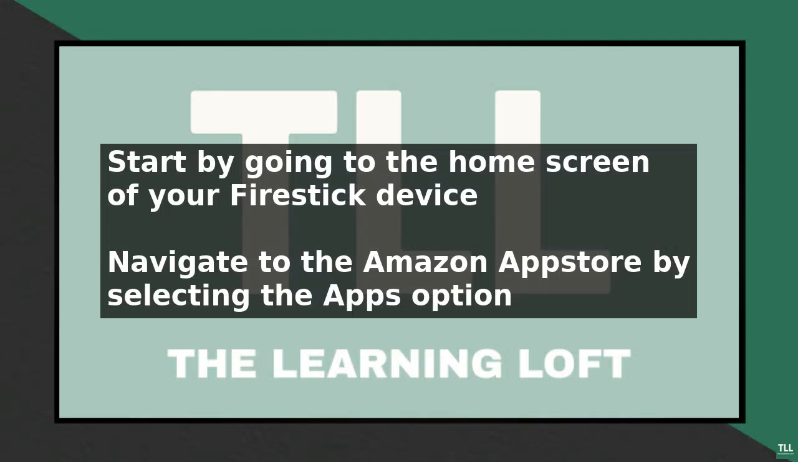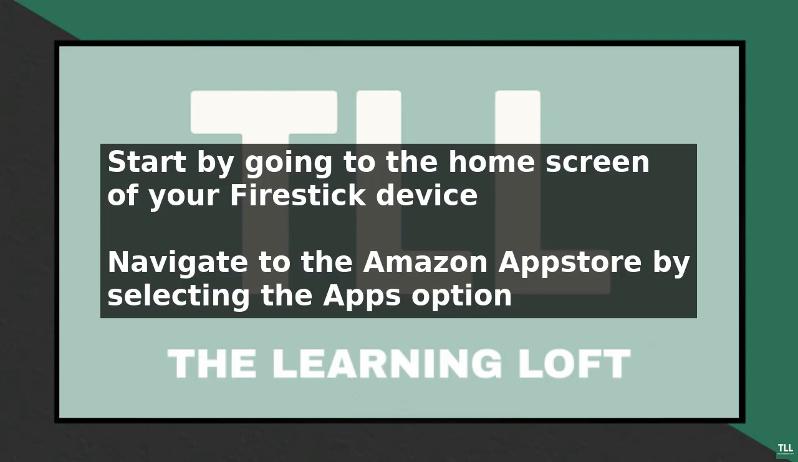To install the Spectrum app on Firestick, start by going to the home screen of your Firestick device. From there, navigate to the Amazon App Store by selecting the Apps option. Once you are in the App Store, use the search function to find the Spectrum TV app. Type in Spectrum TV using the on-screen keyboard and select the app from the search results.